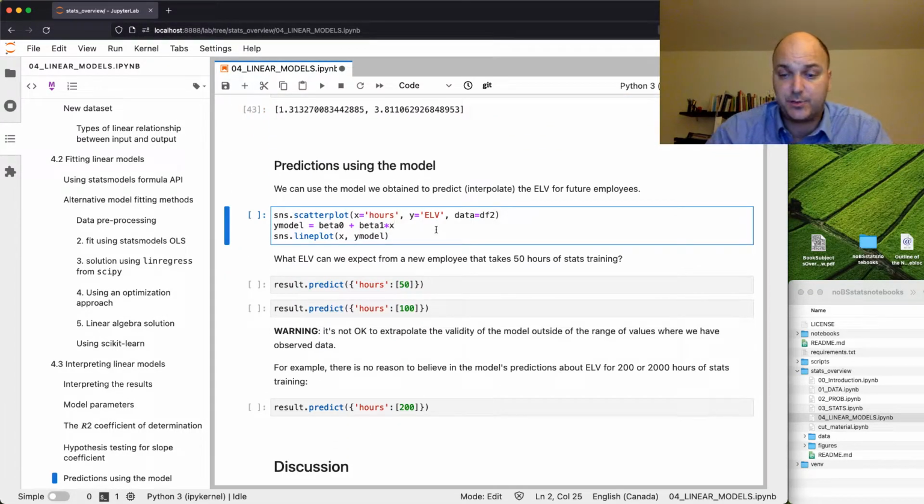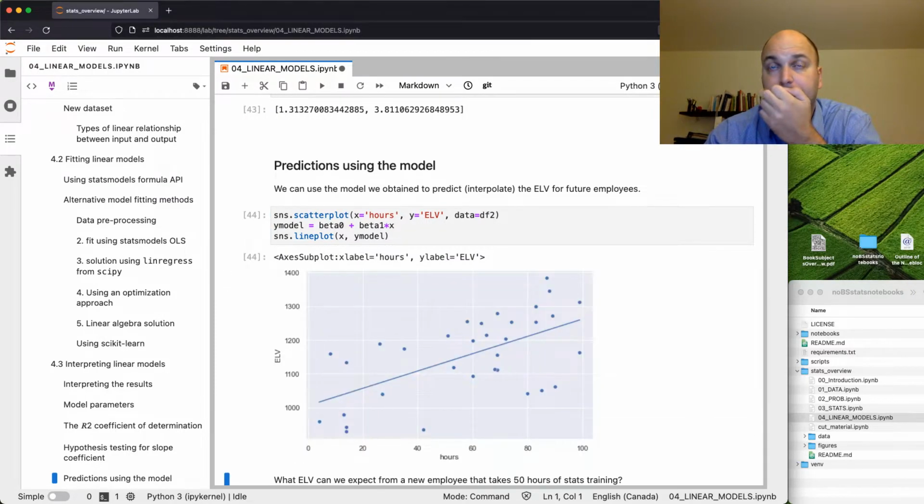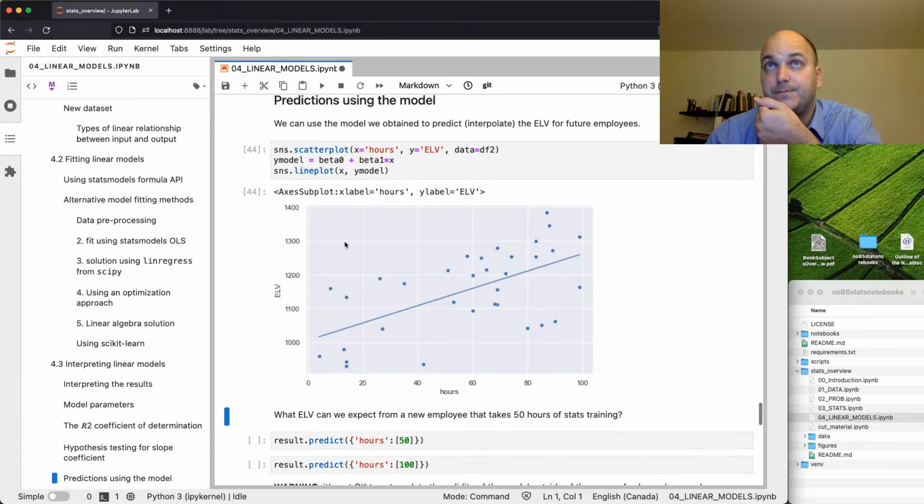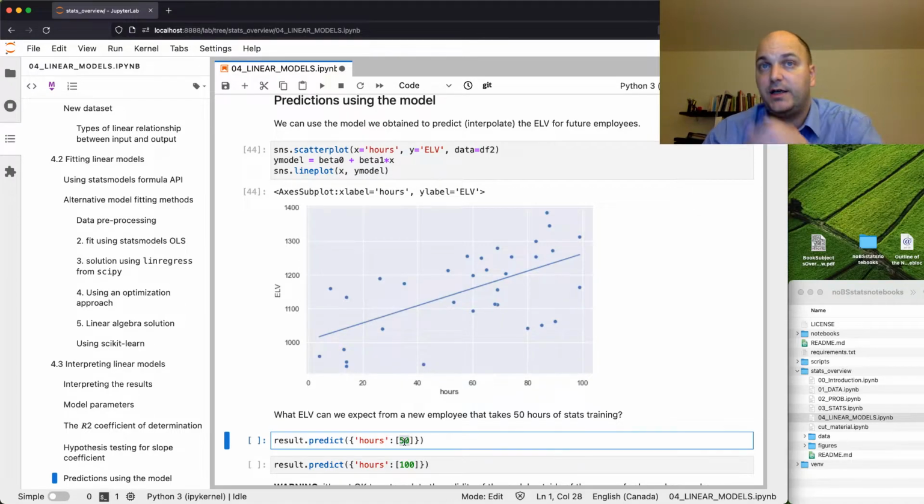Okay, let's look at the model again. These are all the data points we have. Now imagine we have a new employee, and we ask what happens if we give 50 hours of training. We don't have a particular employee with this data, but we can predict whatever the model predicts. So the model predicts that for 50 we should get something like 1,150 or something.